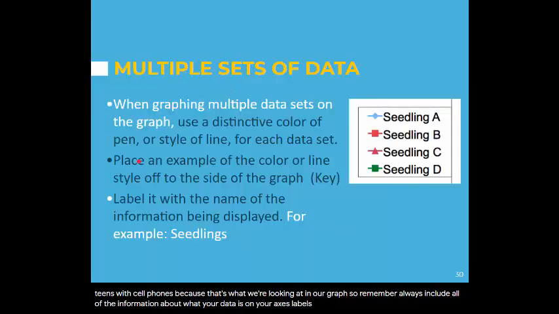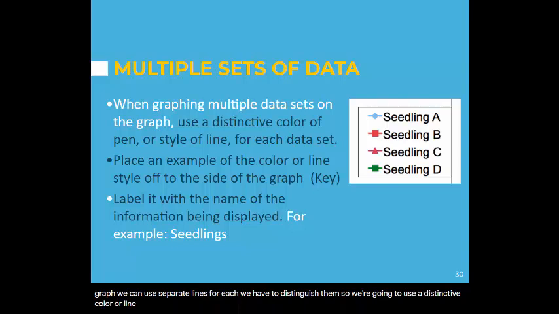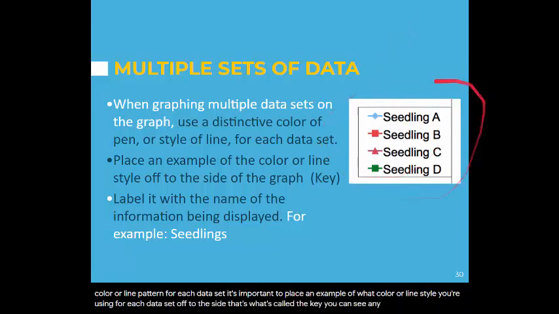When we have multiple data sets on a line graph, we can use separate lines for each. We have to distinguish them, so we're going to use a distinctive color or line pattern for each data set. It's important to place an example of what color or line style you're using for each data set off to the side. That's what's called the key. You can see an example of a key here.